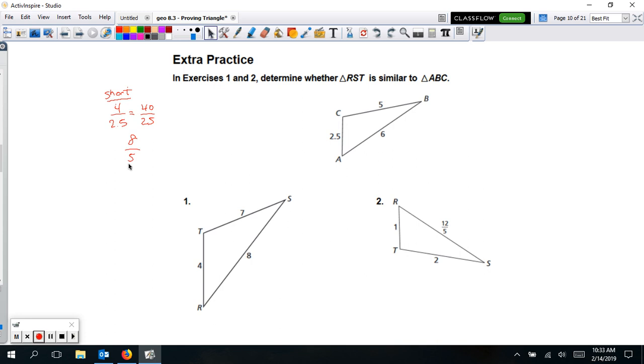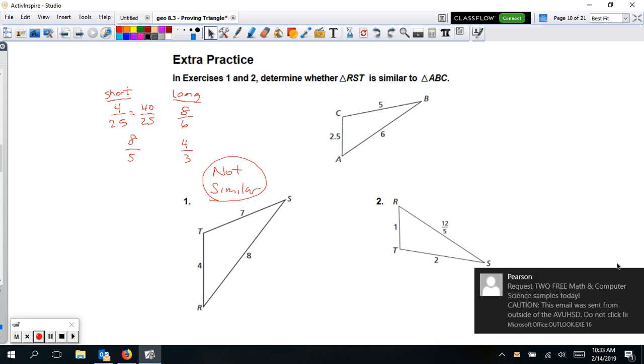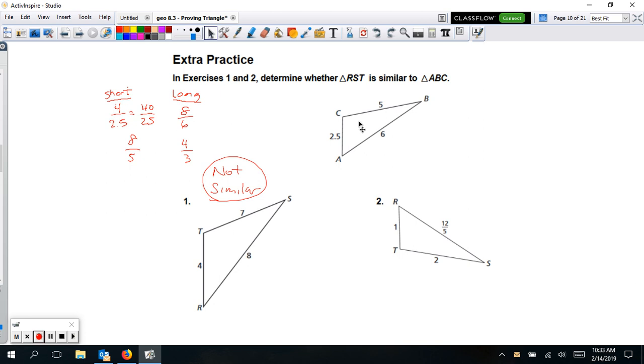Now let's look at the longest one. The longest one on number 1 would be 8. The longest one on this triangle up here is 6. So that would be 8/6, and we can reduce that down to its lowest terms, which would be 4/3. Since these do not match, these do not equal each other, that means these two triangles are not similar.